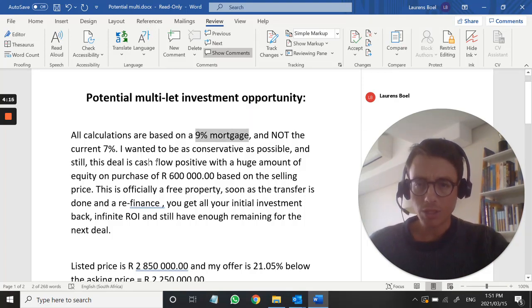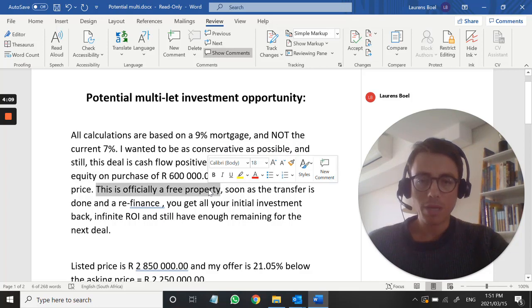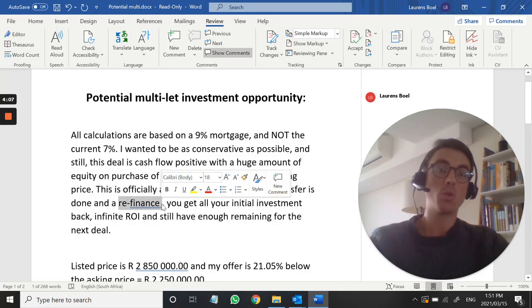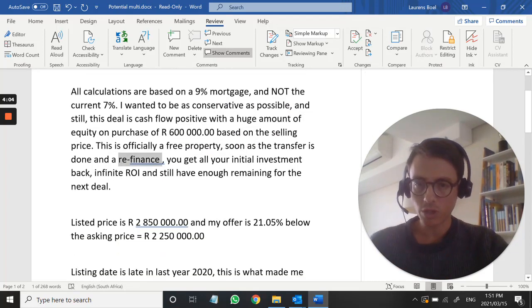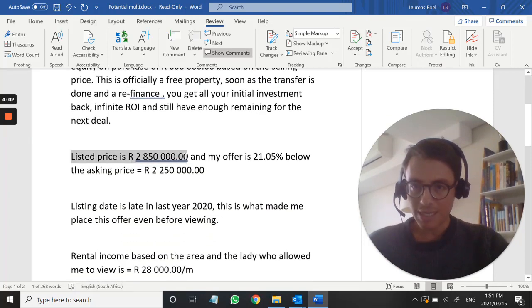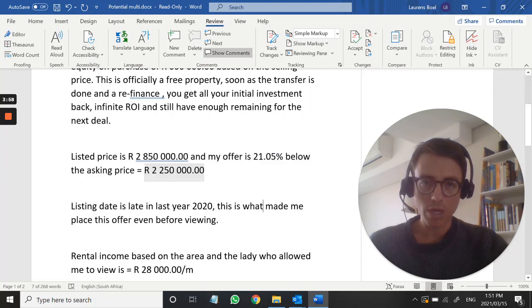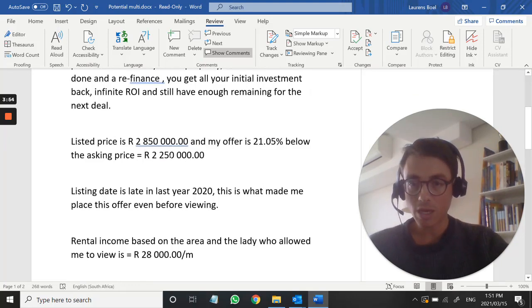The deal has a positive cash flow and there's equity on purchase of 600,000. So she's saying that this is a free property because once you refinance, you can pull all of your capital out, which sounds very interesting. So listed price at 2.85. The offer is 2.2 at a 21% discount. So that's very positive. I don't know how many units there are.